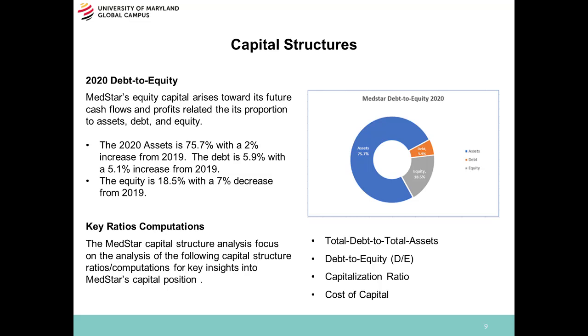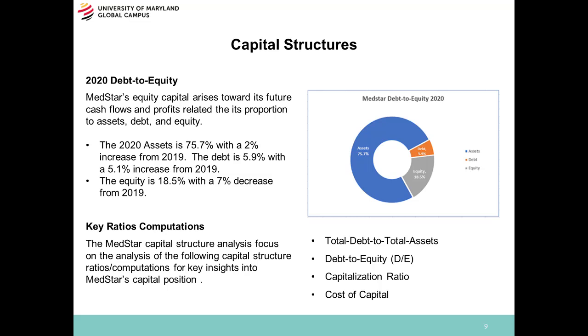If you look over to your right at the graph, the 2020 assets in blue is 75.7%, which is a 2% increase from 2019. The debt in orange is 5.9%, which is a 5.1% increase from 2009. And the equity in gray is 18.5%, which is a 7% increase from 2019.